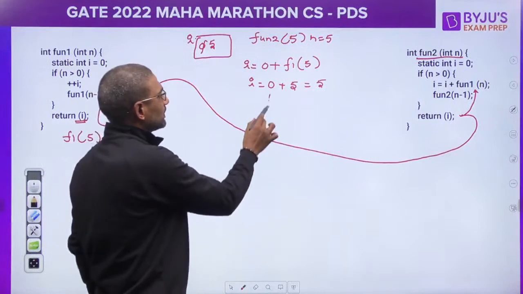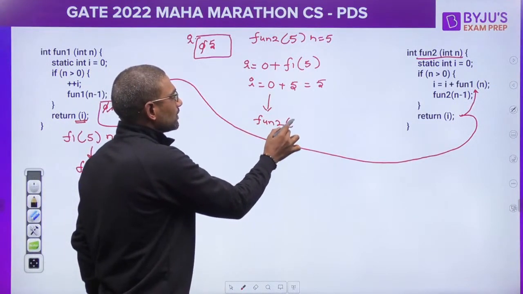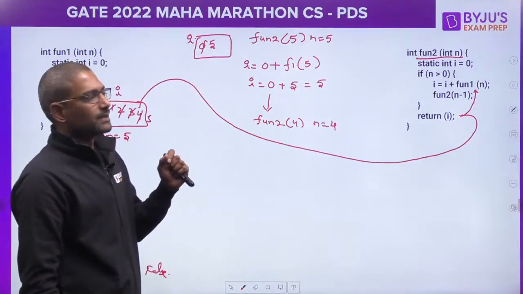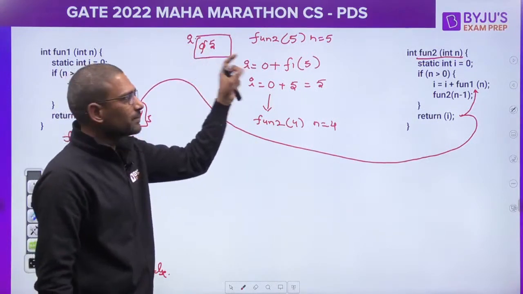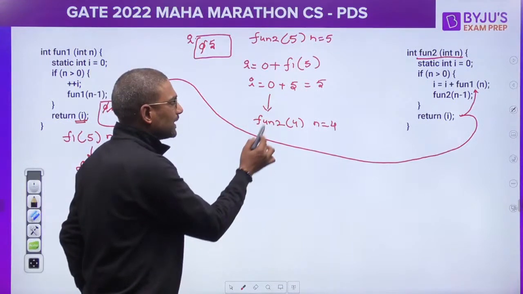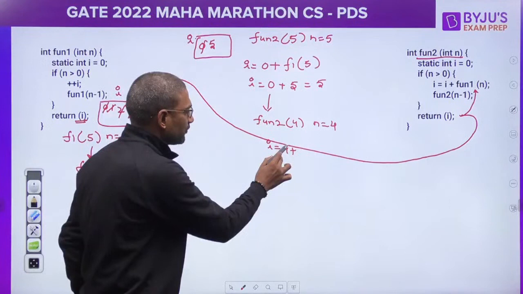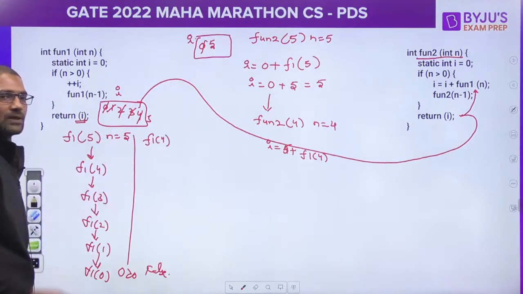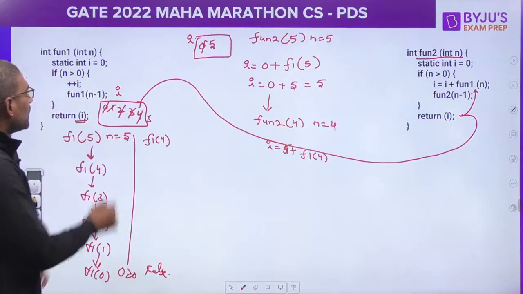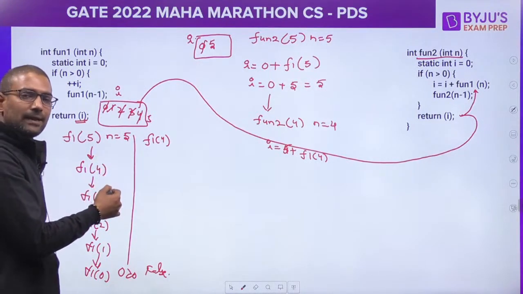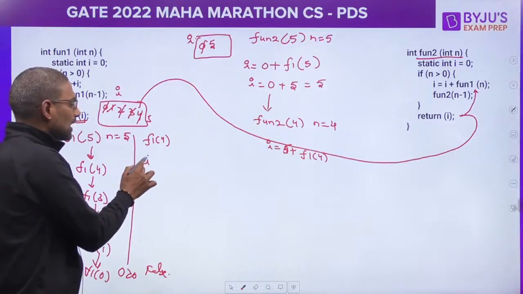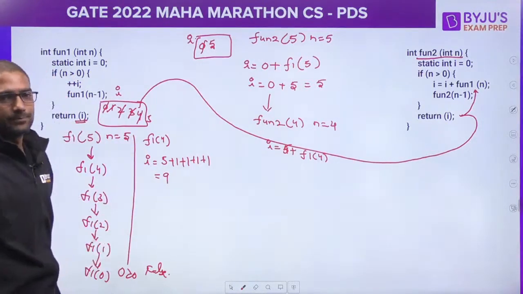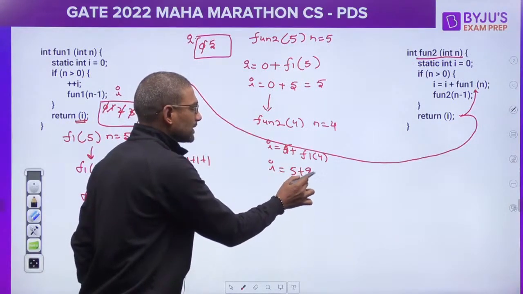Now fun2 of n minus 1. Later it is calling the same function recursively with n value as 4. What is happening here? Static variable is initialized only once, so the value is preserved. n is greater than 0, so i is equal to i plus fun1 of 4. So again come here, fun1 of 4. This is also a static variable, so the value gets preserved. When n value was 5, i gets incremented 5 times. Now n value is 4, so i would be incremented 4 times. So 5 plus 1 plus 1 plus 1 plus 1, this would be 9. So when you return this, here i becomes 5 plus 9, that is 14.